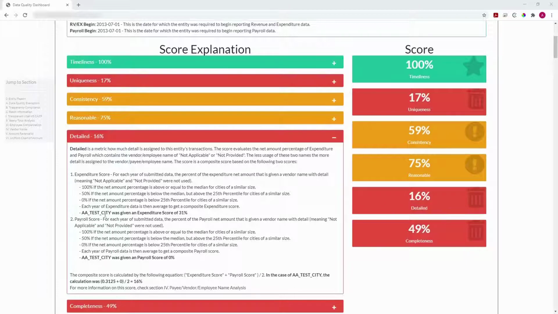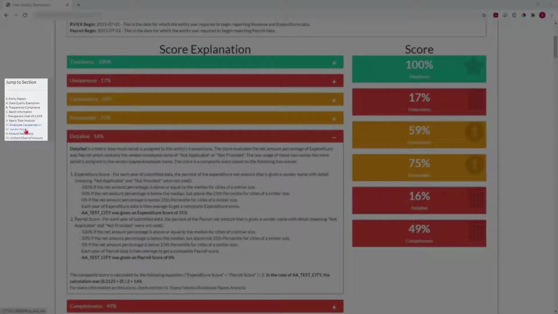We would expect that most data should be given a sufficient level of detail. What we're looking for is to not have too many vendors or employees that have the name not applicable or not provided. To see how these scores are calculated, go to the Pay Vendor Employee Name Analysis report by clicking this link or selecting it in the Jump To section.